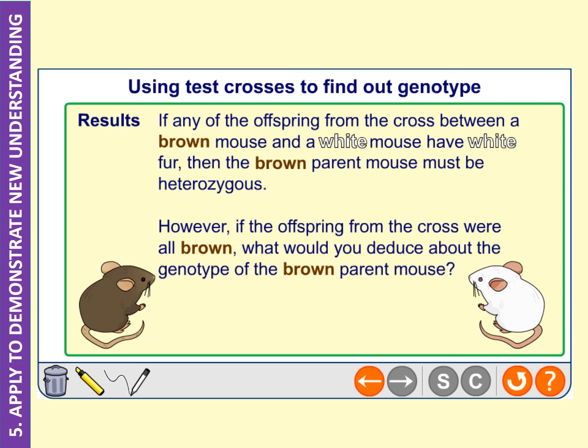Now, as we said before, you could get very, very unlucky, and if your mate had 100 babies, in theory it is possible for all of the babies to be brown, and yet the parent mouse be heterozygous. However, it's just very unlikely. You'd have the same odds of flipping a coin 100 times and getting heads every time.